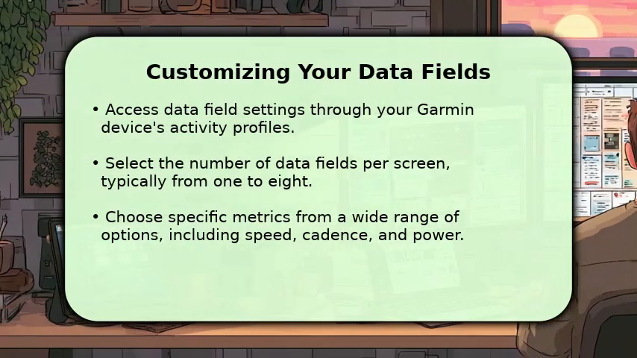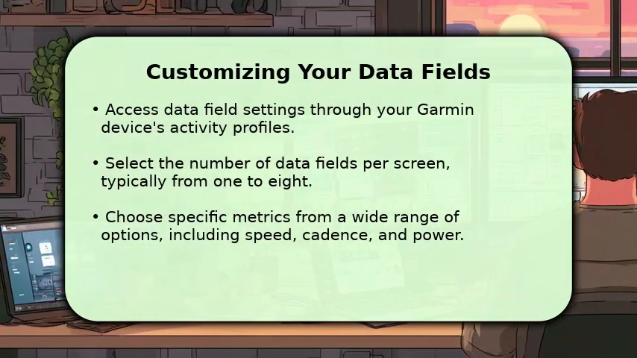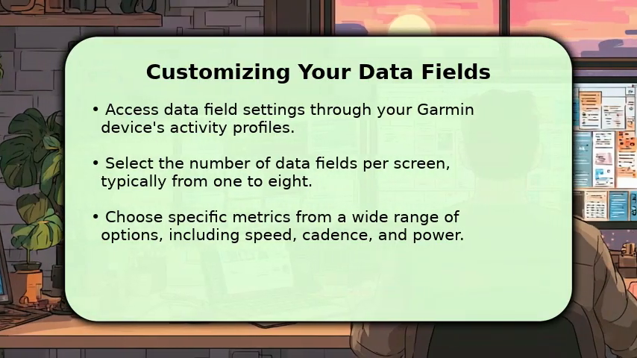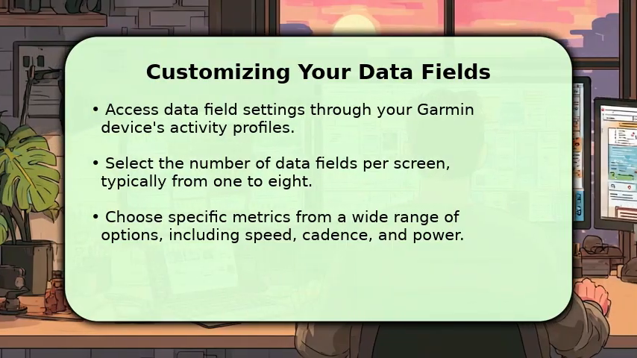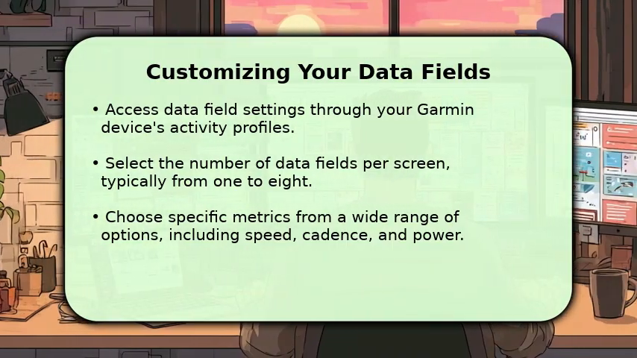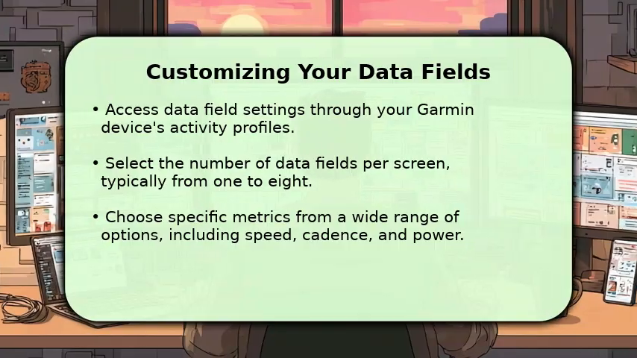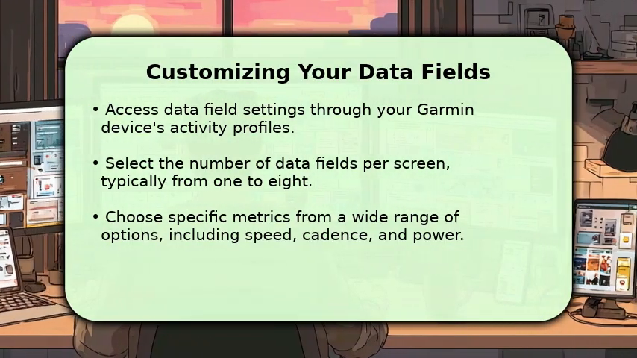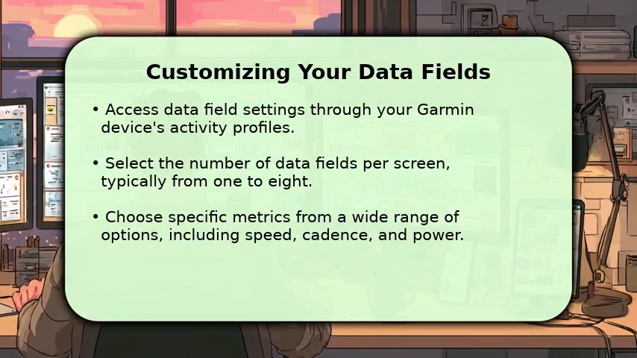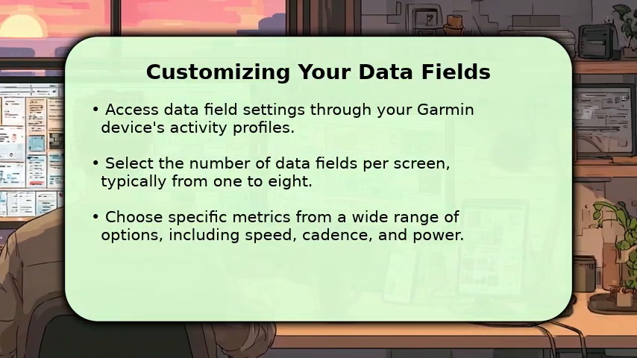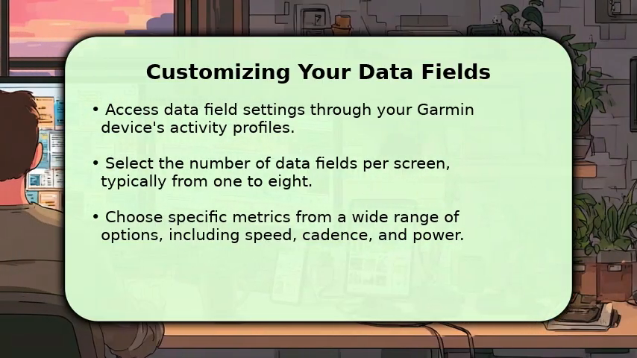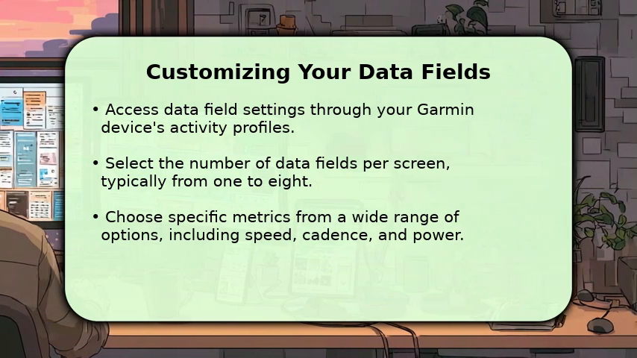Customizing your data fields is straightforward. First, navigate to your activity profiles on your Garmin device. From there, you can select the number of data fields you want to display on each screen, typically ranging from one large field to up to 8 smaller ones. You then choose specific metrics from a vast array of options, such as speed, cadence, or power output. Finally, arrange them in an order that prioritizes the information most important to you during your workout.